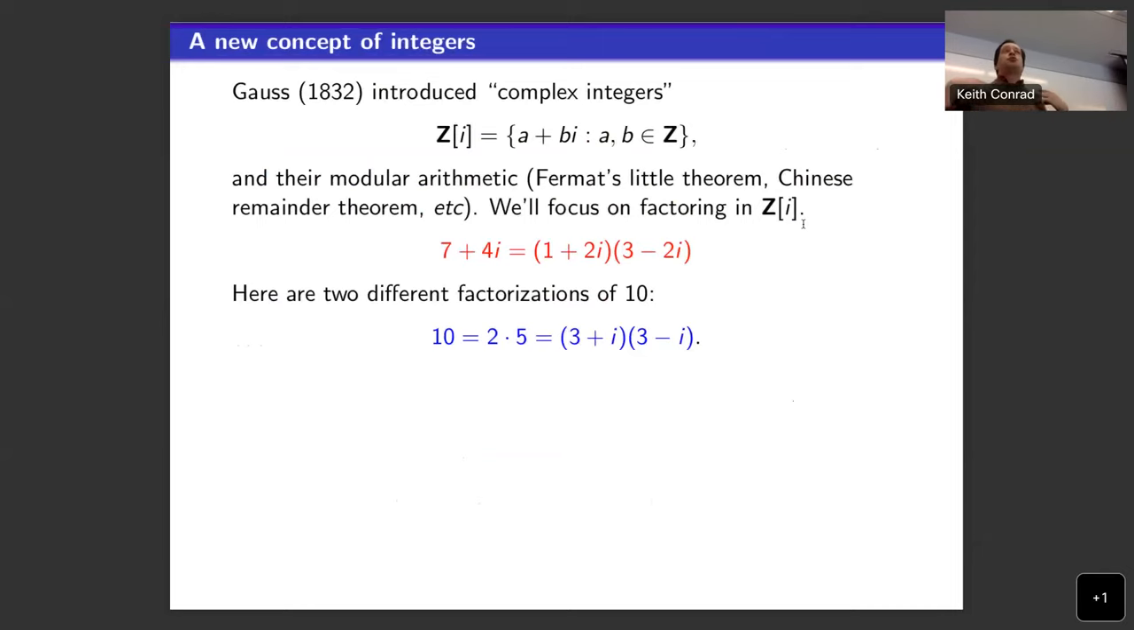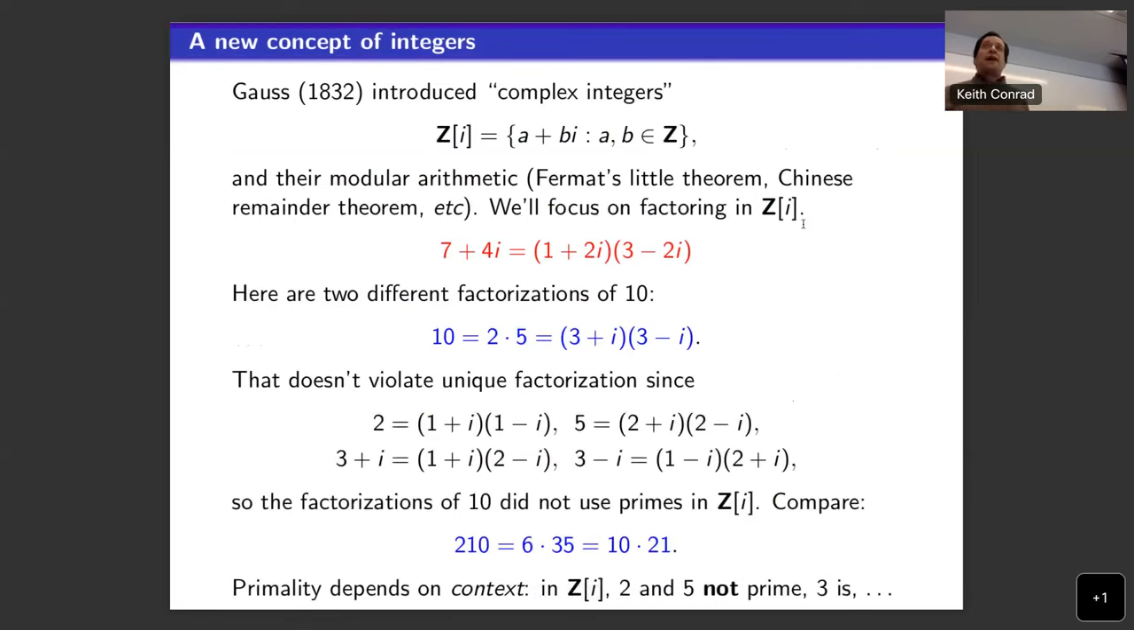Like you would in number theory, doing modular arithmetic, talking about primes. And since this is a totally new, unfamiliar setting, people realized that unique factorization is something we have to prove just to make sure it still works here. So for example, here I've written 10 as a product in two different ways. At first this might look like a counterexample to unique factorization, because we have 2 times 5 and a totally different product, but this is not a counterexample because none of the factors are prime.